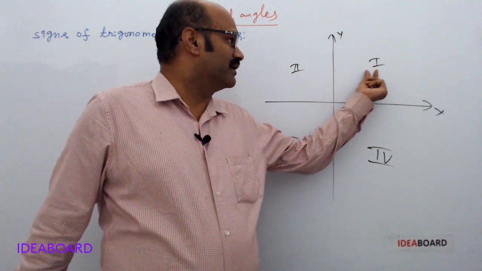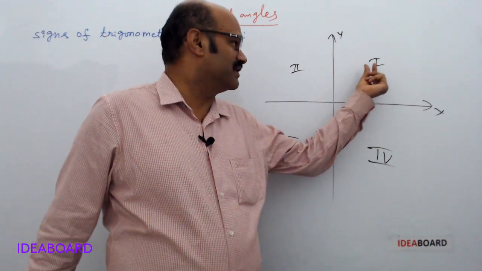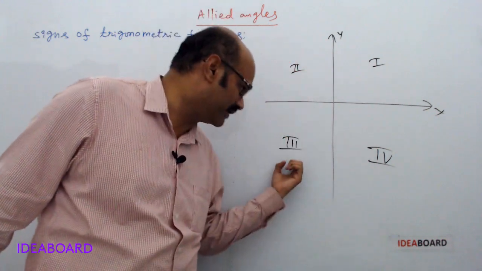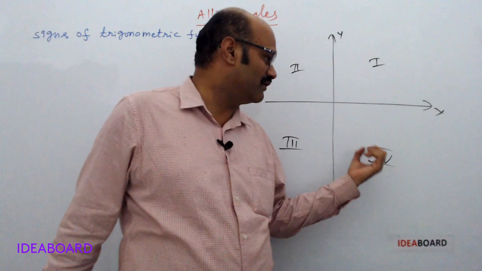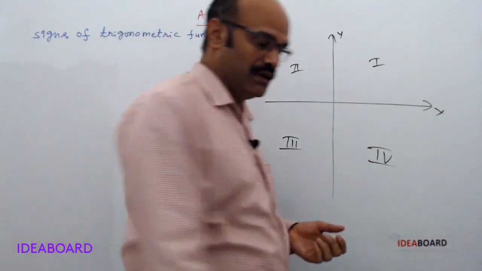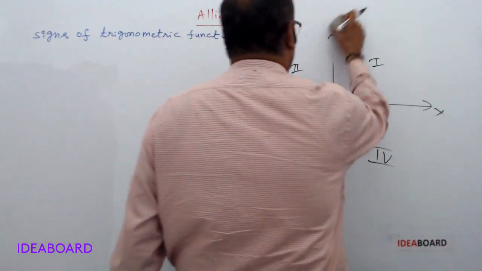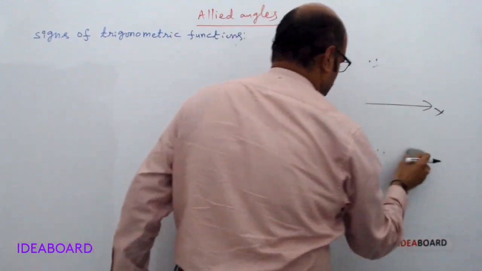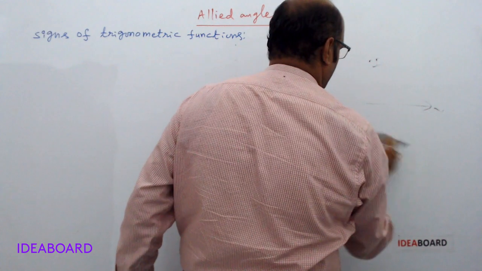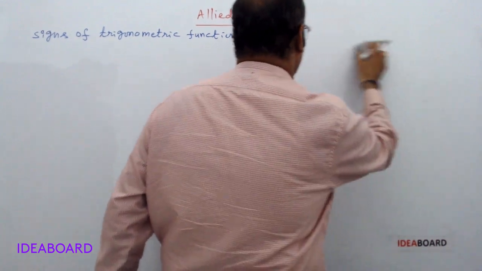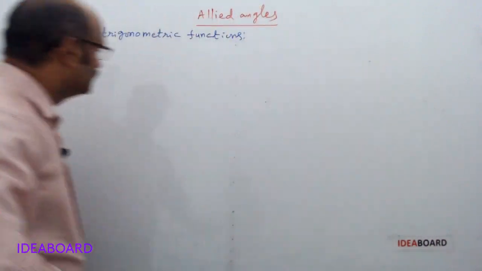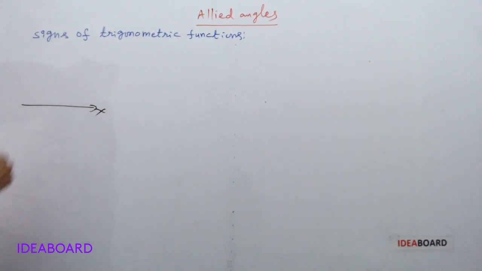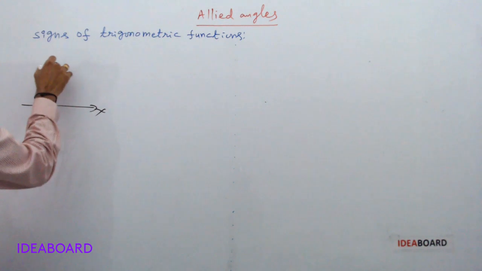Today we discuss whether all trigonometric ratios are positive or negative in the first quadrant. What about in the second quadrant? What about in the third quadrant? What about in the fourth quadrant? That we are going to discuss now. For that, first we take the x-axis and the y-axis.